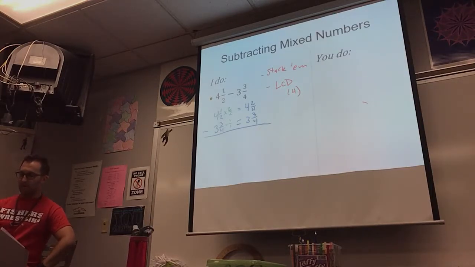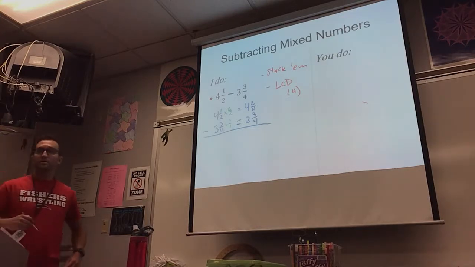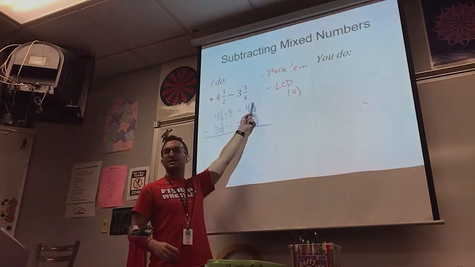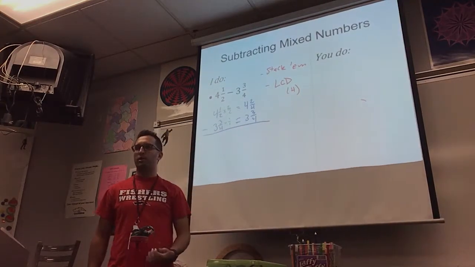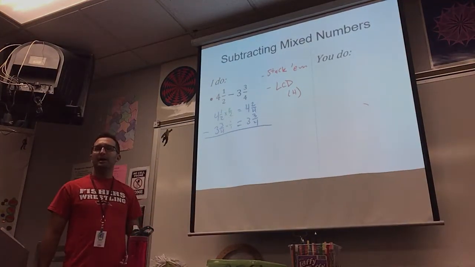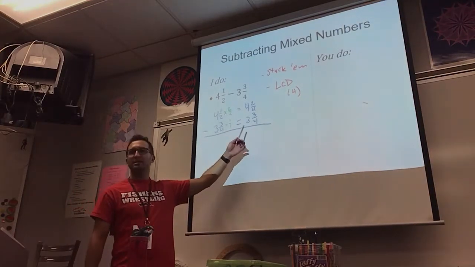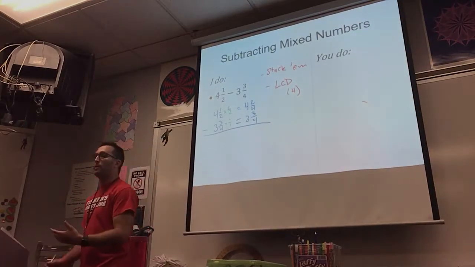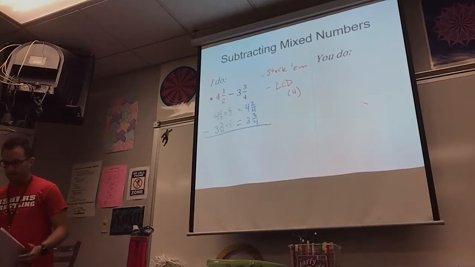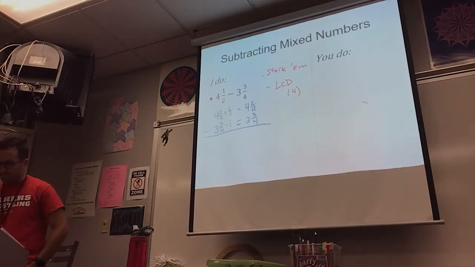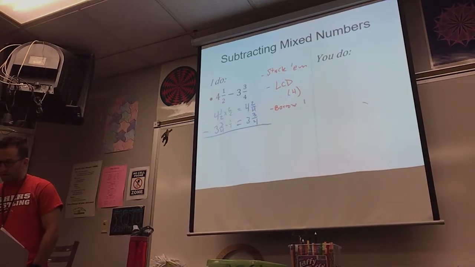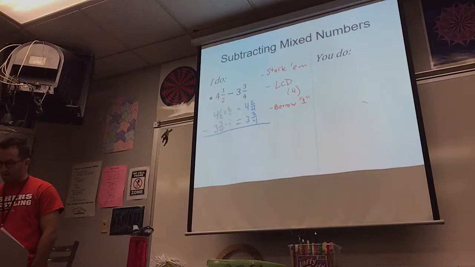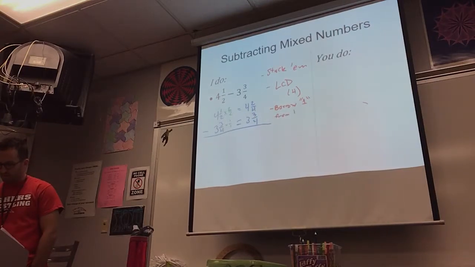I have a dilemma here. If I'm going to subtract, I subtract fractions, right? 2/4 minus 3/4 gives me -1/4. Well, I can't do that right now because I have these mixed numbers. So what we need to do is we need to borrow. Okay, so we need to borrow from the whole number. Borrow "1." Notice I put the 1 in quotes. I did that on purpose. Borrow 1 from the whole number.